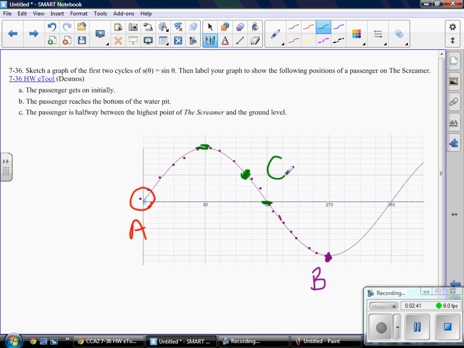Or they could be just getting on the ride and they're making their way up to the top from the ground. That could be person C as well. So there's actually a couple different options. The passenger is halfway between the highest point and the ground level. It doesn't specify necessarily which direction that they're going. Are they going up the Ferris wheel, or are they coming back down? So either of those 2 could be person C. So hopefully that answers question 7-36.